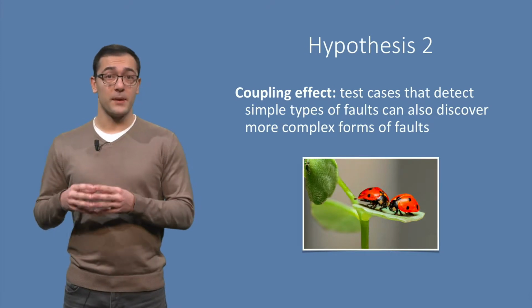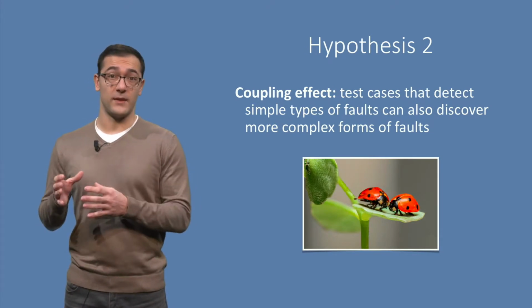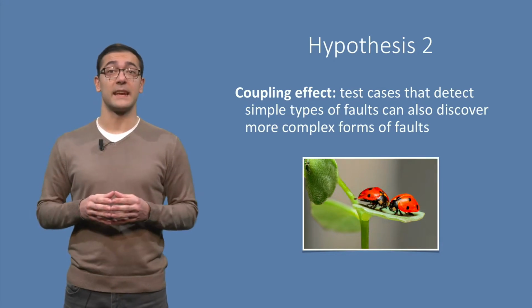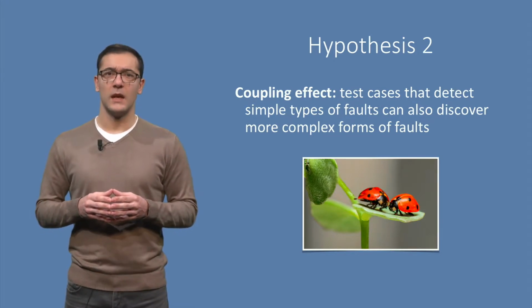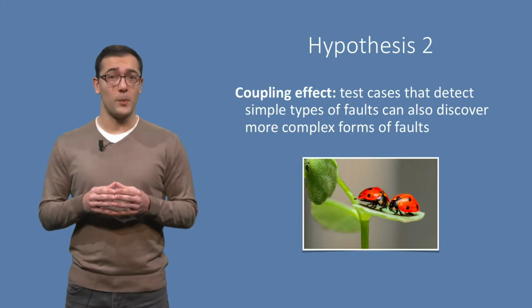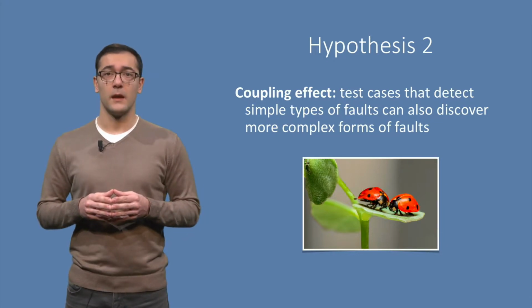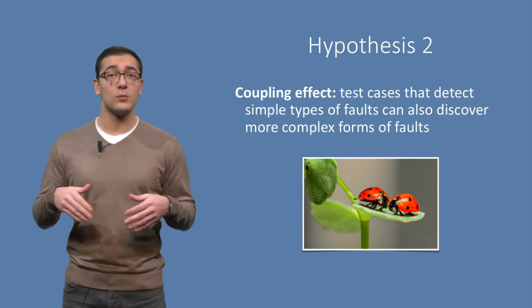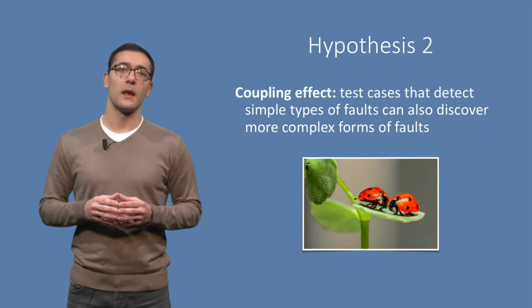The second hypothesis is the coupling effect. It states that the test cases that detect simple types of faults can also discover more complex faults. In other words, simple faults are coupled to other more complex faults.